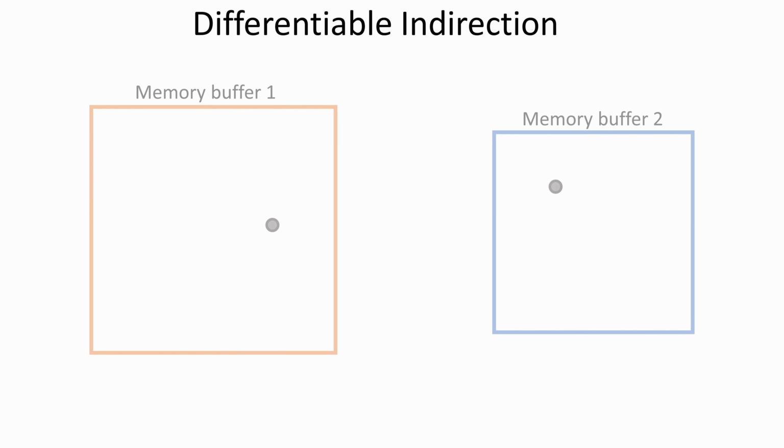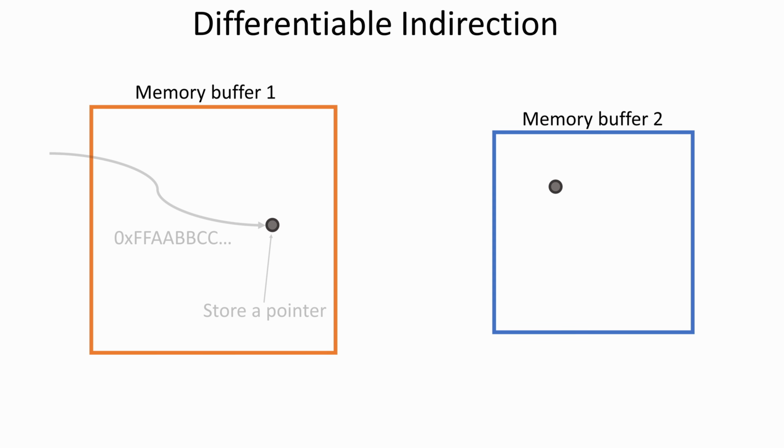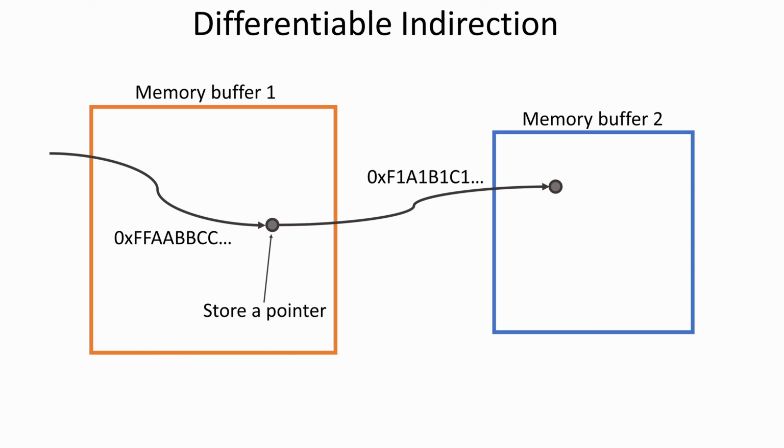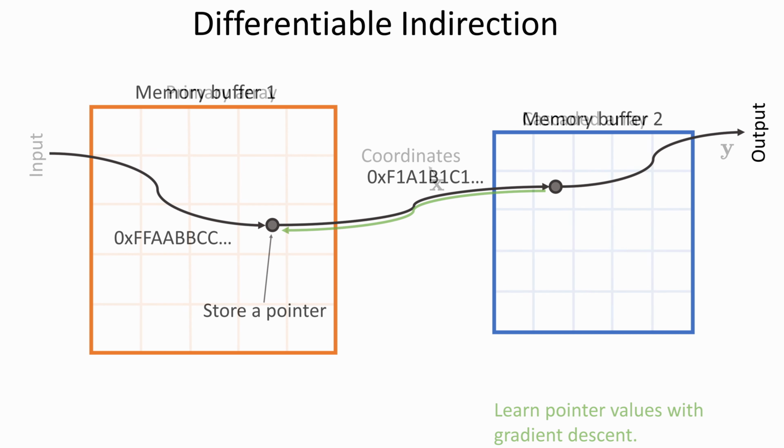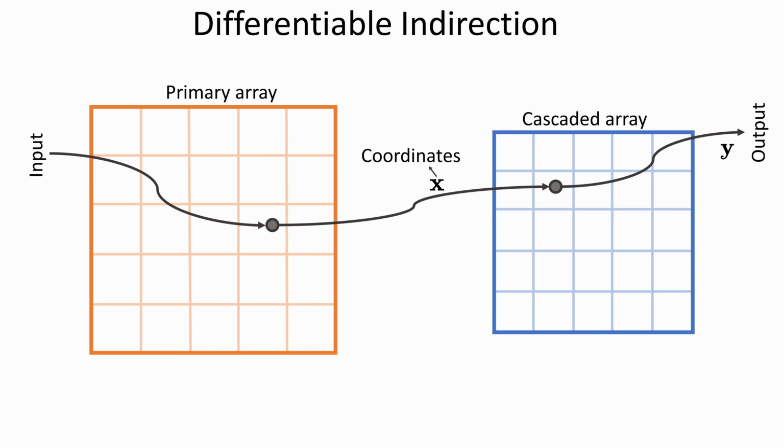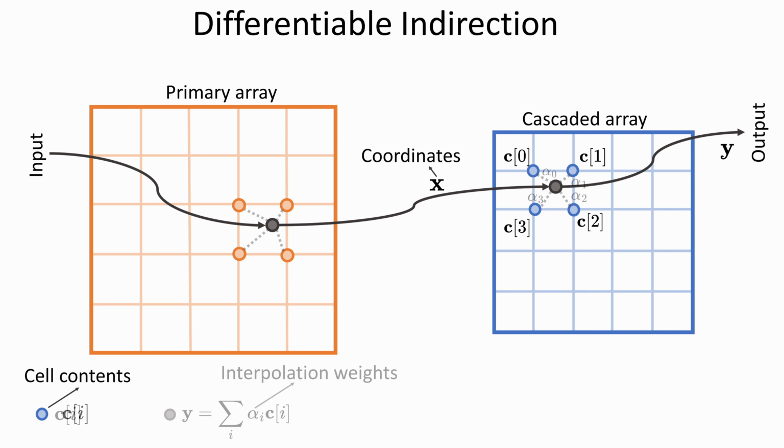Next, we introduce our technique, differentiable indirection. It is similar to pointer indirection, where we query a memory location that points to another memory location containing the final output. However, in our case, we learn the pointer values using gradient descent. Both the pointers and the outputs are stored on a multidimensional regular grid. Since the array cells are discrete, we linearly interpolate the neighboring cells to enable continuous output and backpropagation.